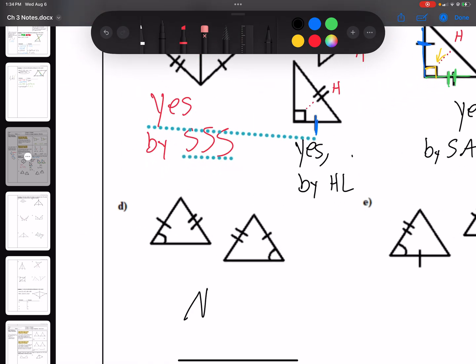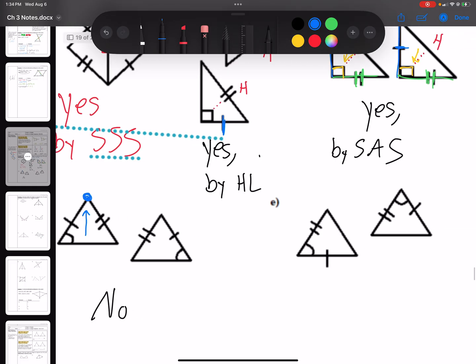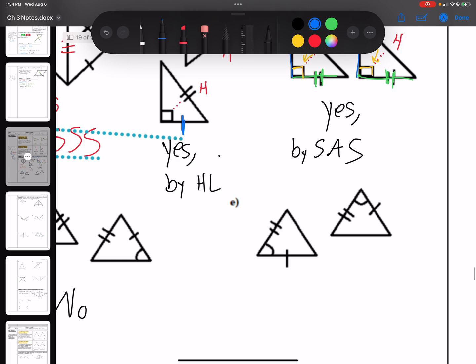This one is no. While I do have 2 pairs of equal sides, the included angle is located here. That's not where my equal angle is, so that one's a no. In E, I have 1, 2 pairs of equal sides. Their included angle is here and here, and they're equal, so yes, those triangles are congruent by side angle side.